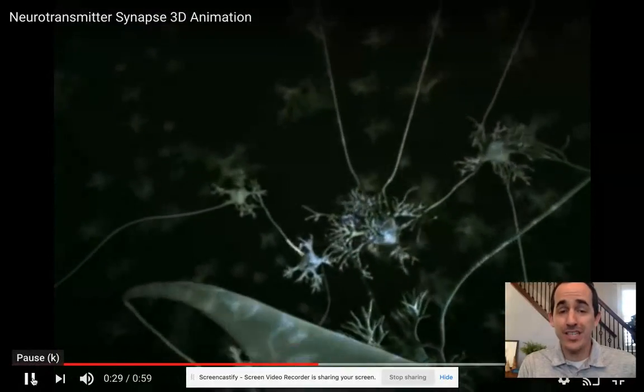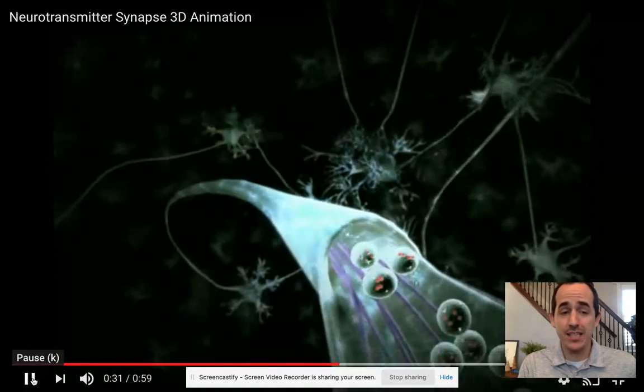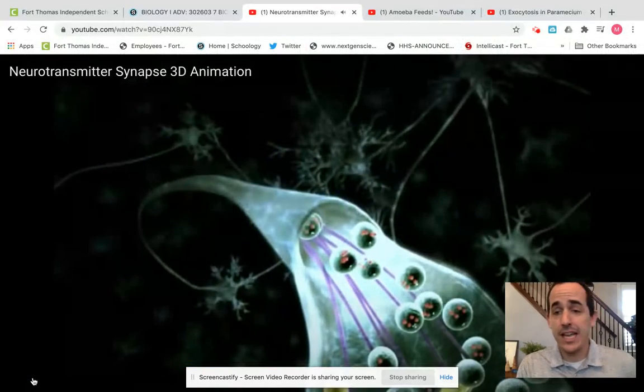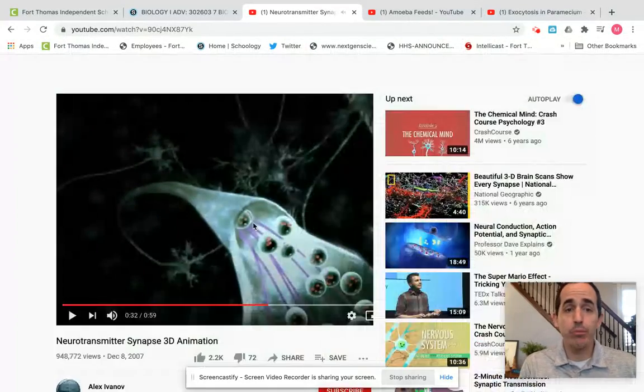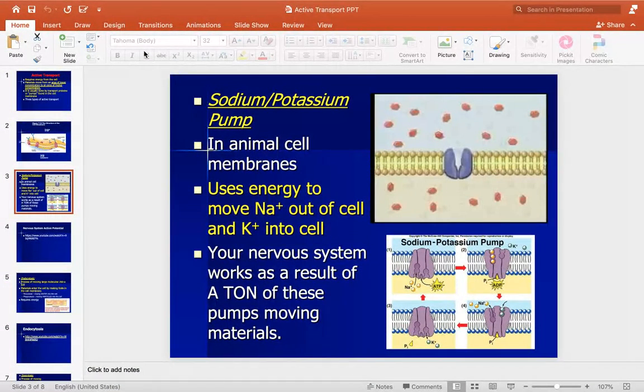So every single time that you send a message in your body from your brain to somewhere else, or from your eye to your brain, or from your ears to your brain, or your fingers to your brain, you're using those sodium potassium pumps to send those messages, and they're active transport mechanisms.